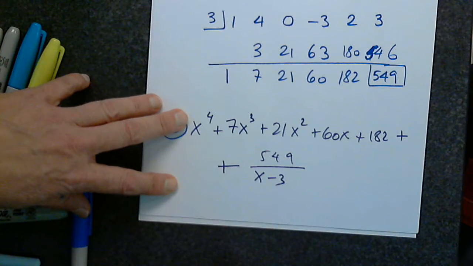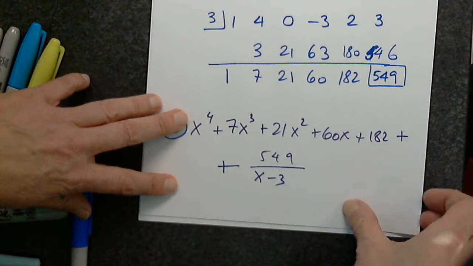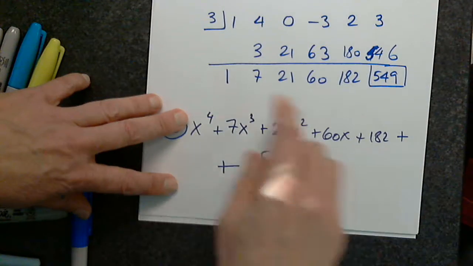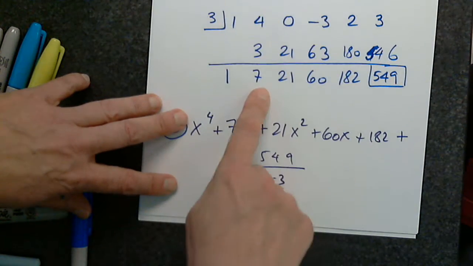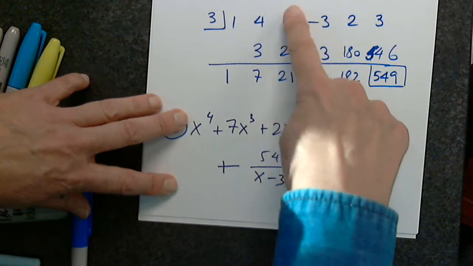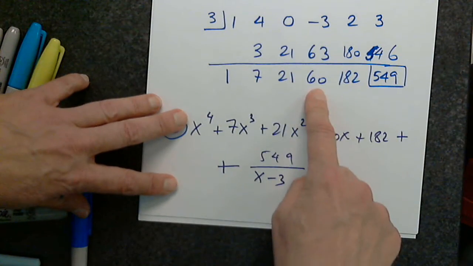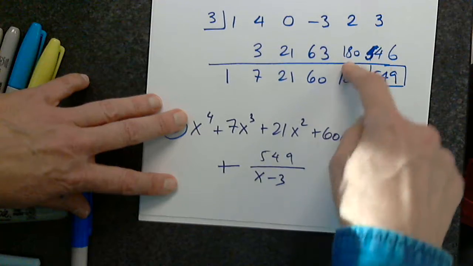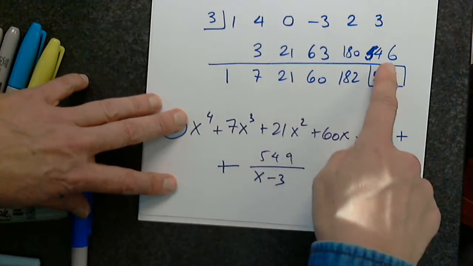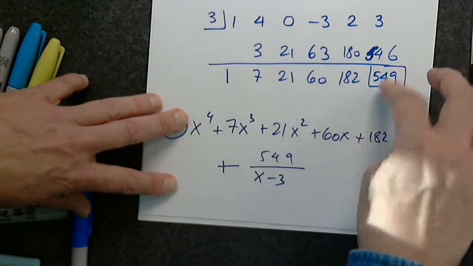Did you record that? Can you do that one more time? Just go through it. 3 times 1 is 3, I add and get 7, 3 times 7 is 21, I add and get 21, 3 times 21 is 63, I add and I get 60, 3 times 60 is this, I get 182, 3 times this is this, and I add and I get 549.